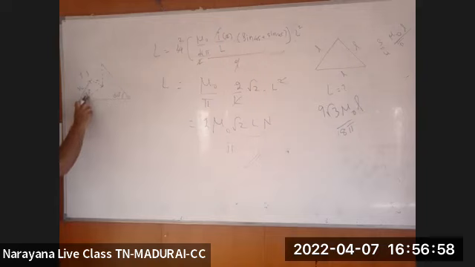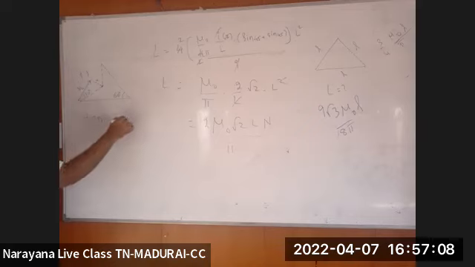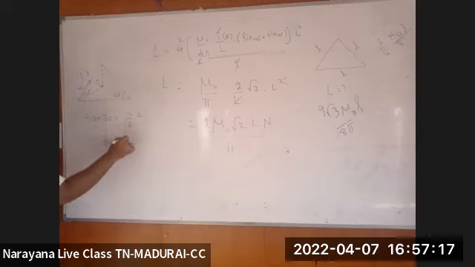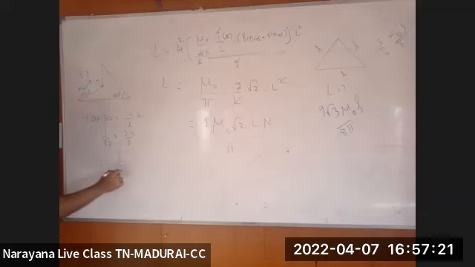I can write sin 30 equal to how much here? Opposite side by, sorry, tan 30 equal to opposite side by adjacent side. So I can write tan of 30 equal to opposite side by adjacent side, L by 2. Tan 30 means 1 by root 3 equals 2 into x by L. So x equals how much? L by 2 root 3.